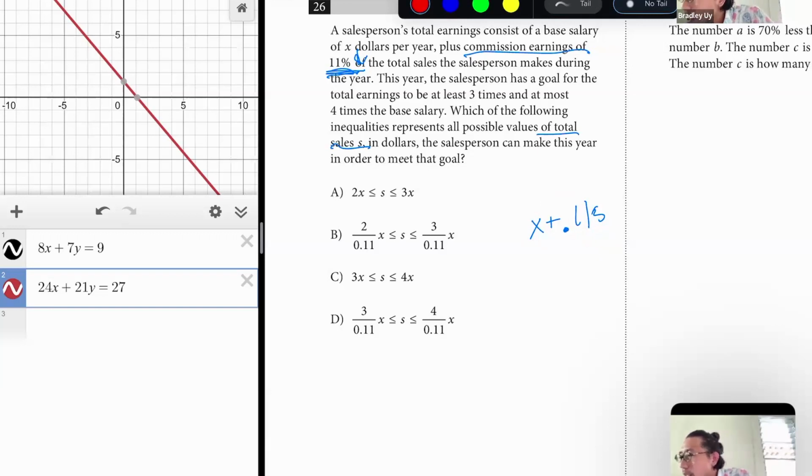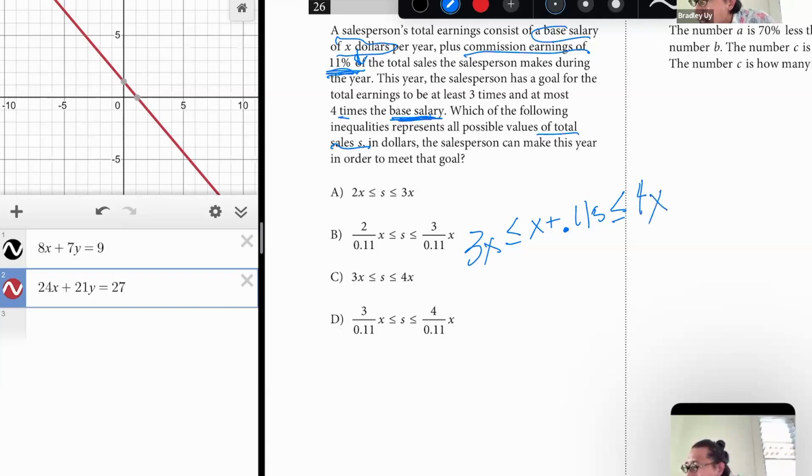Okay. So this year, the salesperson has a goal for the total earnings, which is this expression right here, to be at least, meaning greater than or equal to, 3 times, and at most, meaning less than or equal to, 4 times the base salary. Base salary was X. And I know this is getting crazy. There's lots of variables, but it's going to be at least 3X, because that's base salary, and it's got to be less than 4X, 4 times base salary.